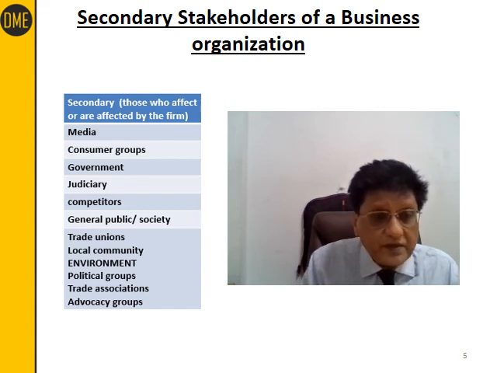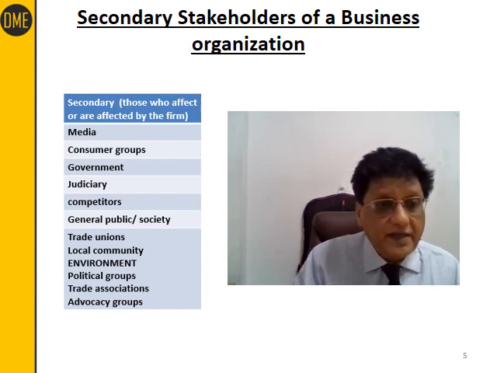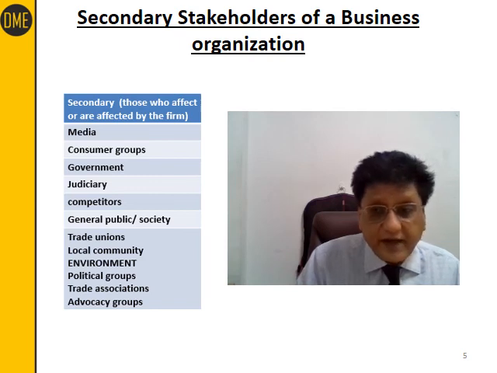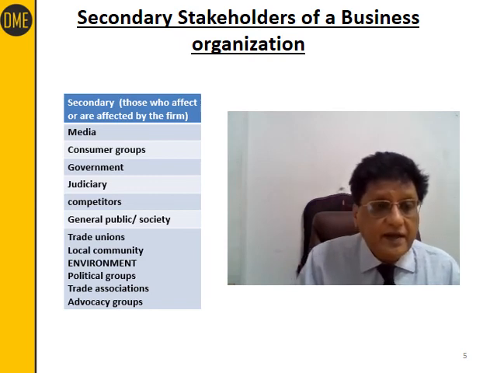Suppose competitors start indulging in a strategy which is aimed at exterminating your business. You should be able to understand it. You should be able to go to the Competition Commission of India, because you cannot indulge in practices which are aimed at eliminating other businesses.